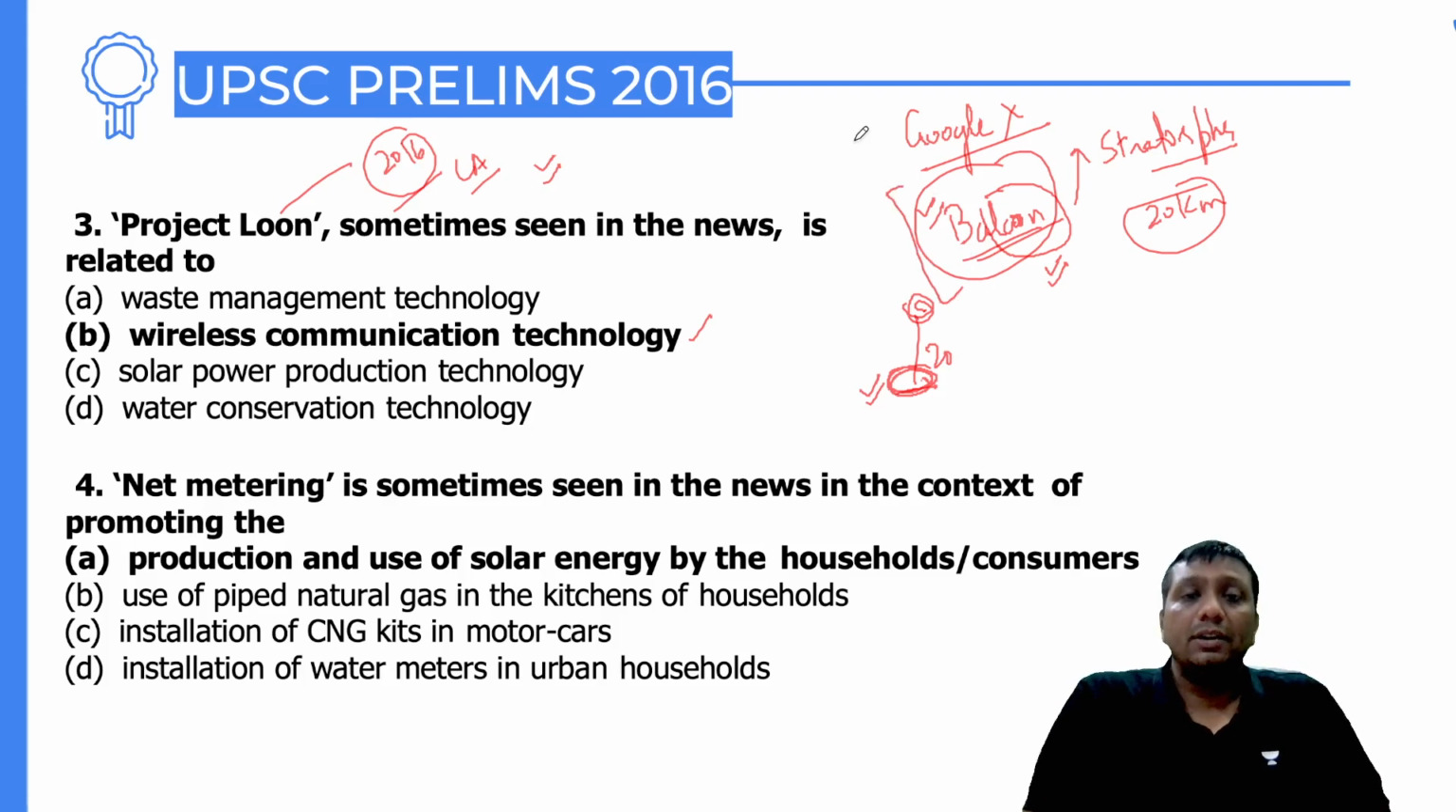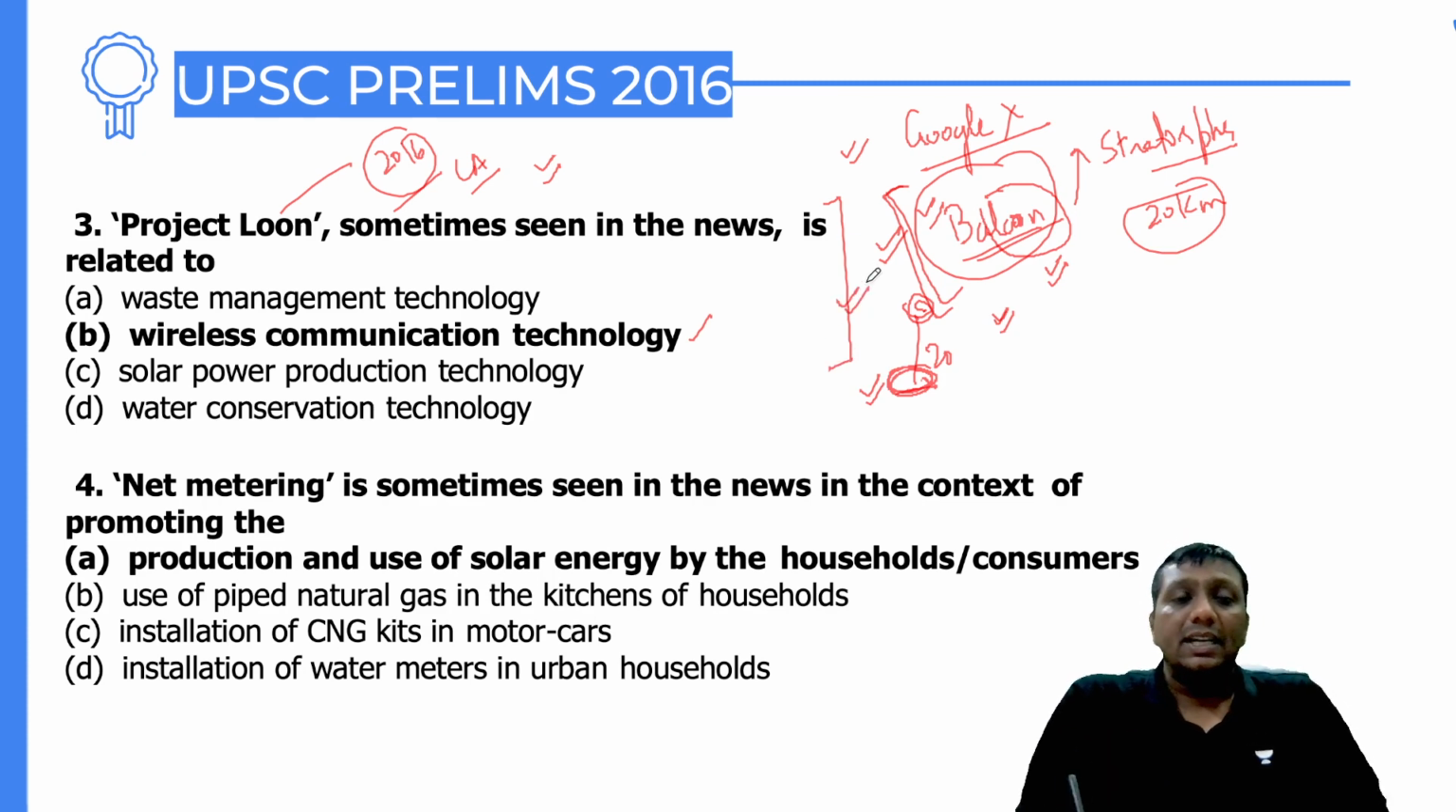Why did this kind of experiment happen? The reason, guys: suppose you want to provide information communication technology access in remote areas. Now there is a possibility you can provide it somewhere in a disaster area. Suppose your information communication technology system collapses. Don't worry, just wait some time, and with the help of a balloon system we will restore all the wireless communication technology services in that area. So wireless communication is the option.